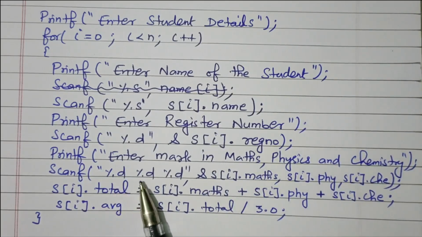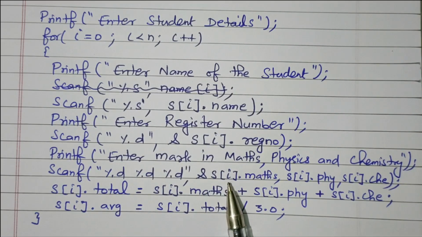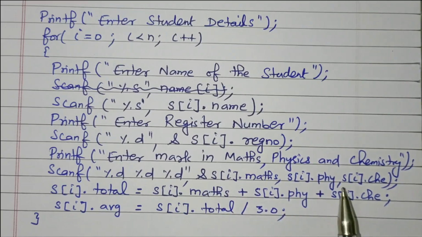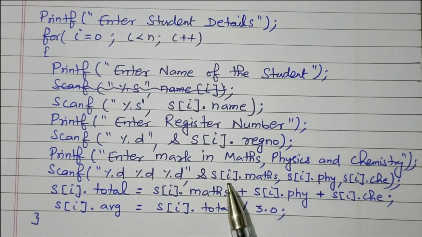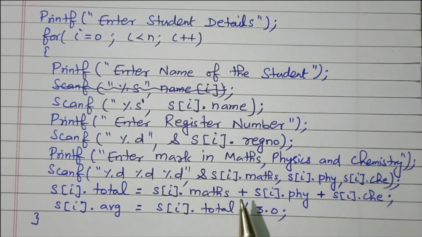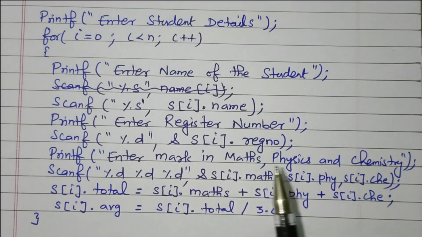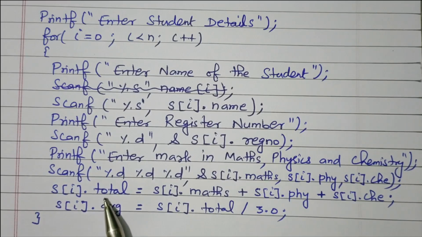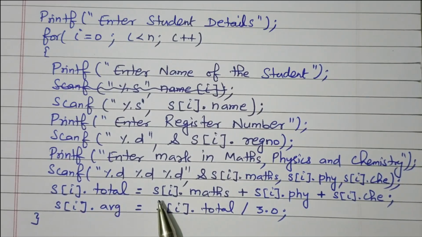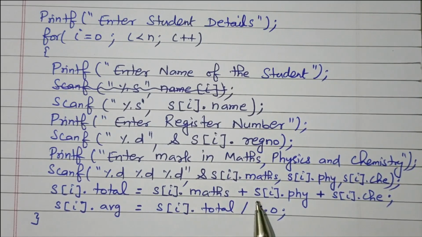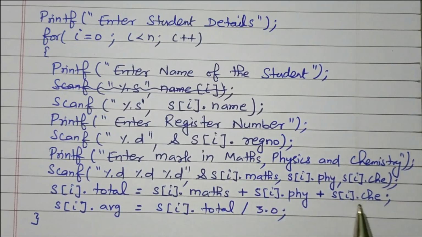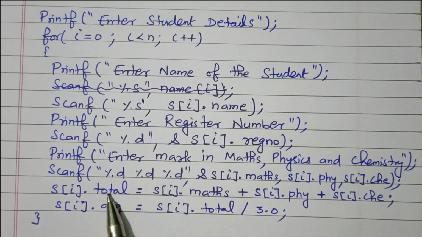Enter marks in maths, physics and chemistry. So scanf "%d %d", that refers to integer type, and s of i dot maths, s of i dot physics, s of i dot chemistry. i is now 0, so everything refers to the first student's marks in maths, physics and chemistry. Now we got the name of the student, register number, and marks. Now we need to find the total and average. s of i dot total, that is first student total, equal to s of i dot maths plus s of i dot physics plus s of i dot chemistry. So these 3 marks are added and stored in total.